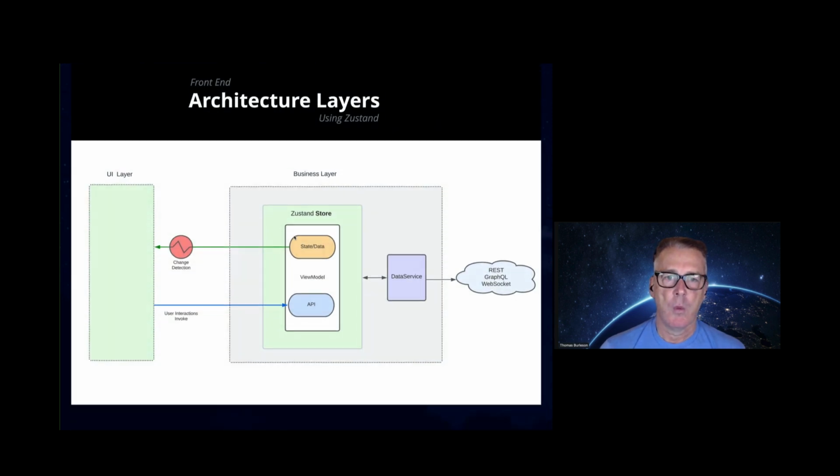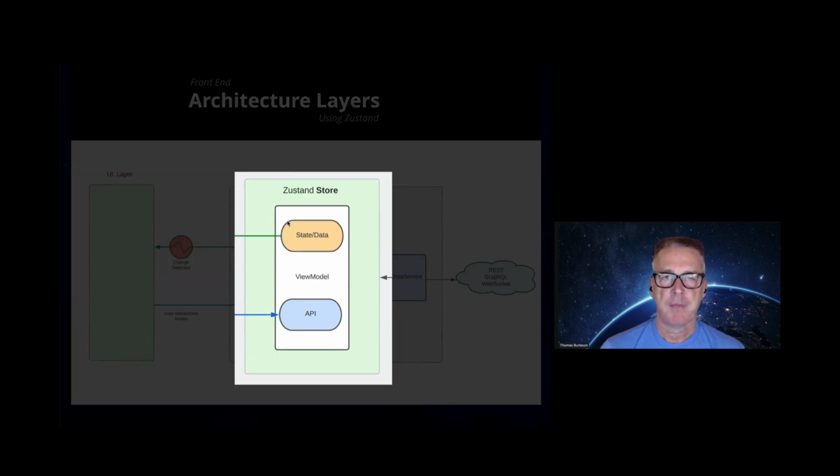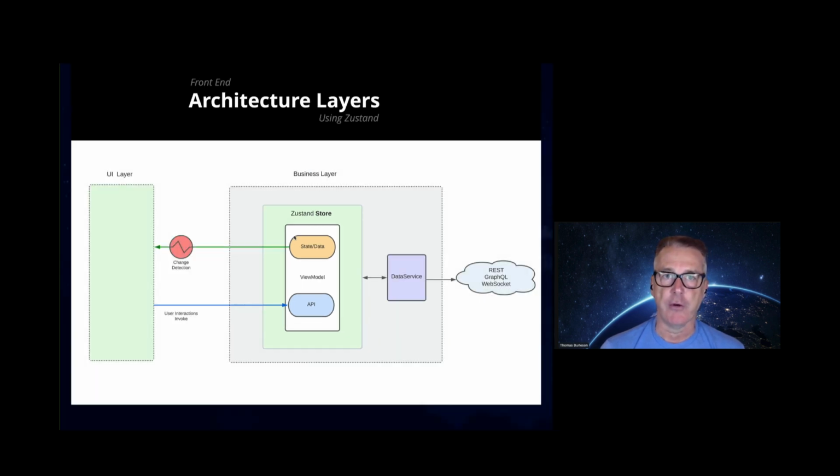So with Zustand, you actually create your view model inside Zustand. And then Zustand publishes that view model out to the outside world, and then you can use it in your UI layer. And you can make calls back from your UI layer right back into your API. And that API can do anything it needs to do. It could talk to the data service, it could do other things.